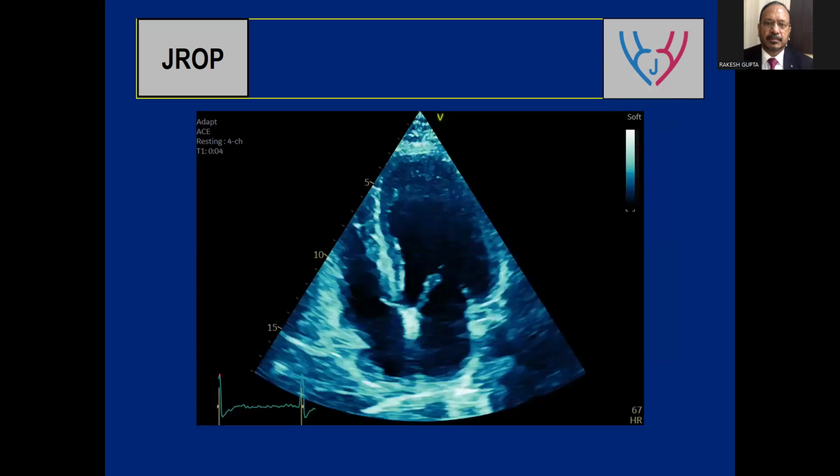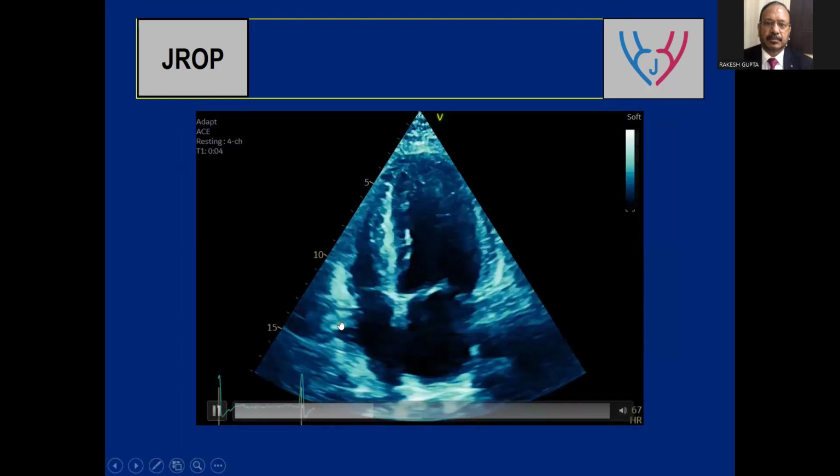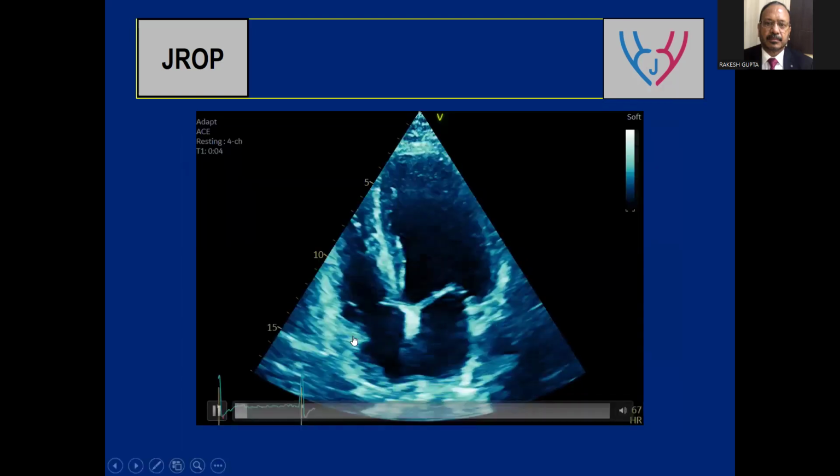And in those cases, always look at your RV function, because this is the most important function which I taught you. If the RV function is poor, it means you have a proximal RCA lesion. If the RV function is preserved, and if you have a basal inferior, basal septum and basal inferior wall, then think of a lesion which is distal to the RV branch of RCA, the right coronary artery. And that's what I wanted to share with you today.